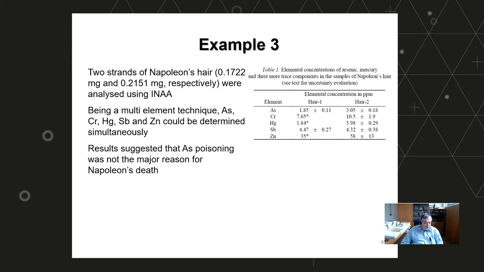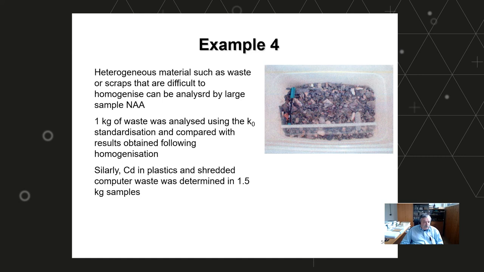And this is then an example of scrap material, and in this case 1 kilogram of material was analyzed using the k0 neutron activation analysis. And there are also some examples of analysis of cadmium in shredded computer parts, which were determined in 1.5 kilogram samples.